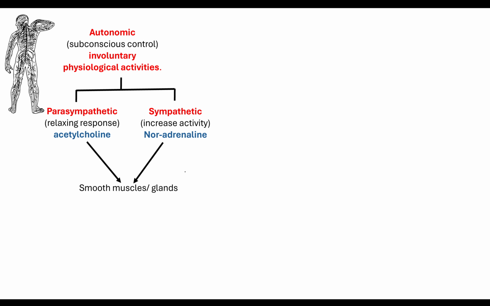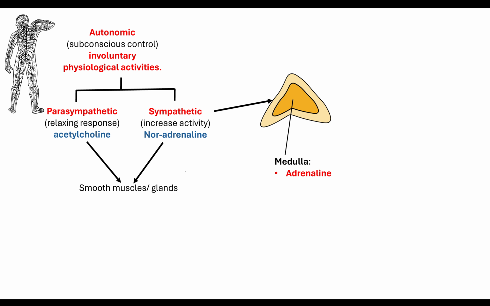Now we're talking about the fight or flight response. So we're activating our sympathetic nervous system. So we are releasing noradrenaline as the neurotransmitter, and that is going to cause an effect on the smooth muscles and the glands. And what it also does, if we look at one specific gland, the adrenal gland, is signal for the adrenal gland to secrete adrenaline from the medulla. Now, adrenaline is the hormone that's going to increase the heart rate. It's going to rapidly increase the blood glucose levels. It's going to stimulate glycogenolysis.